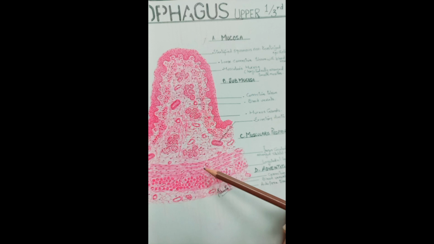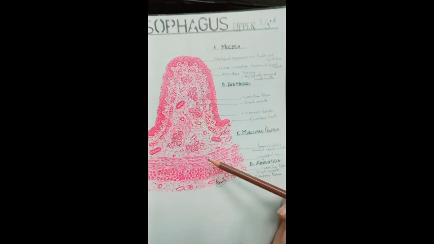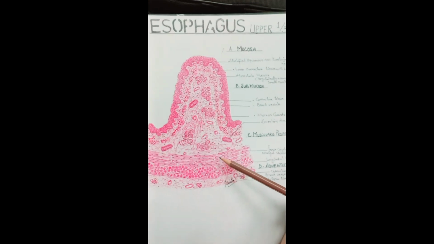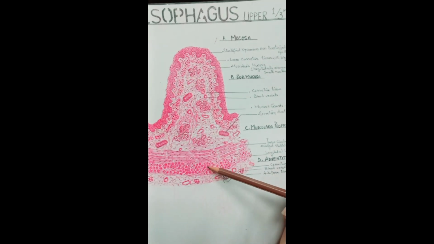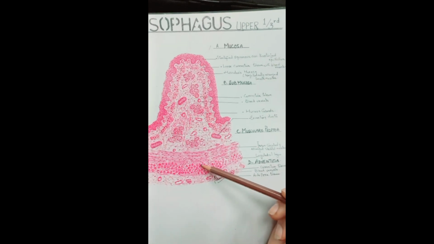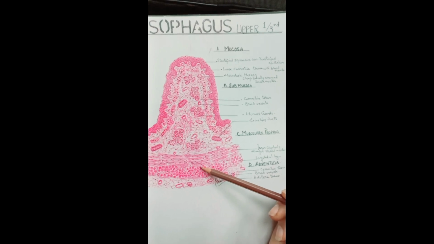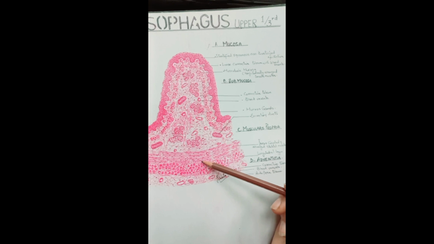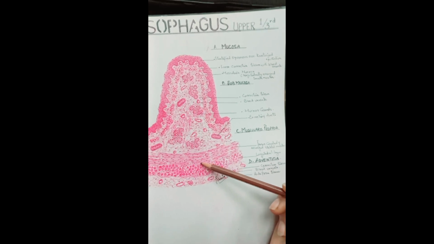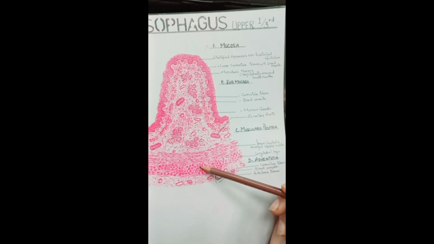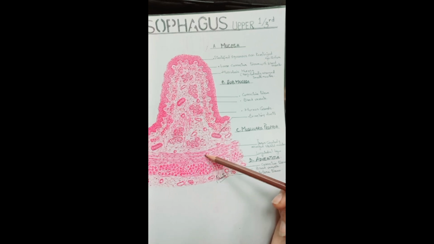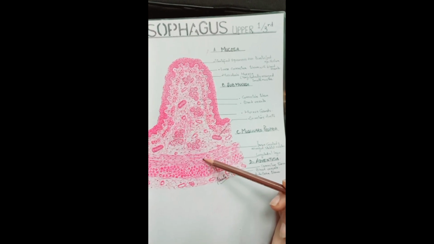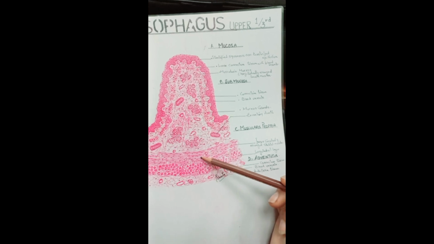Then we have the muscularis externa, or you can say the muscularis propria. In the upper one third of the esophagus, there is inner circular and the outer longitudinal layer of the muscles. But in case of the middle one third of the esophagus, you will have mixed type of fibers, because in the upper one third there will be the voluntary action somewhat. So we will draw the skeletal muscle fibers. But in the middle one third, smooth muscles will also be there.